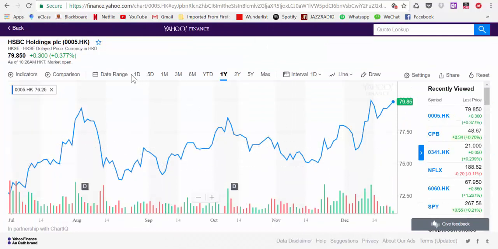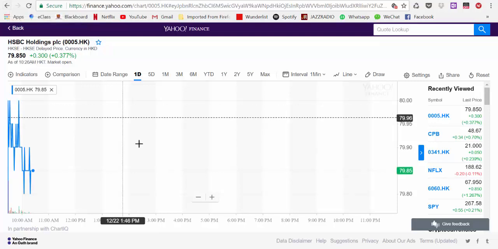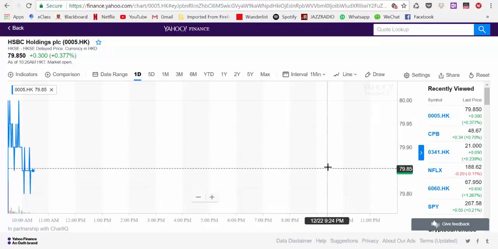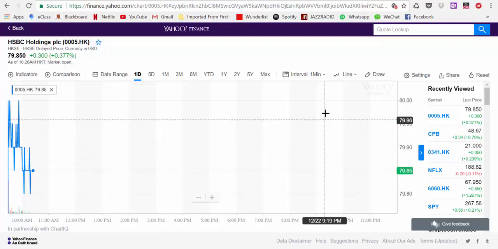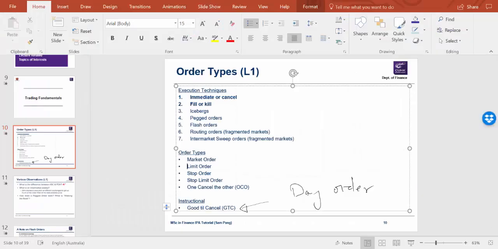Oops, this is a 1 year. I don't want a 1 year. What happened there? Well, this is the intraday. Yeah, this one should move around a little later on. So it's ticking in a unit of like 5 cents. 79, 80, 85, and so on. Okay, so it's fairly boring right now. So that's a market order.